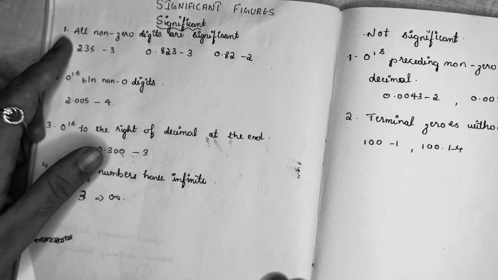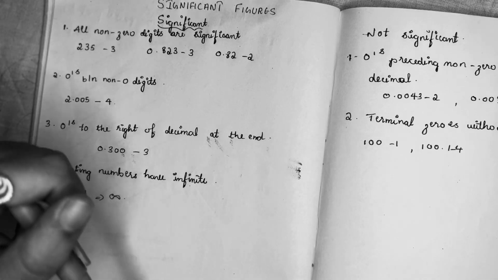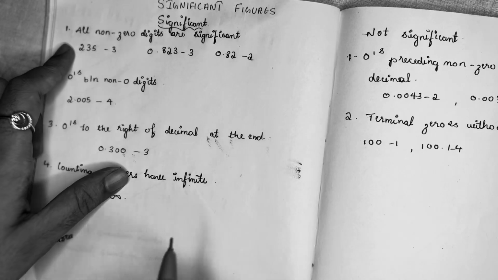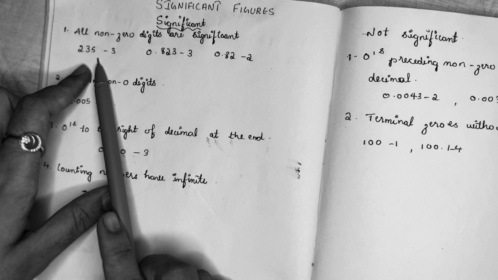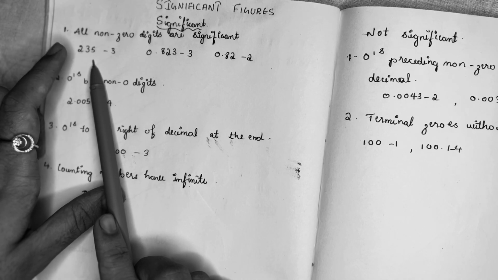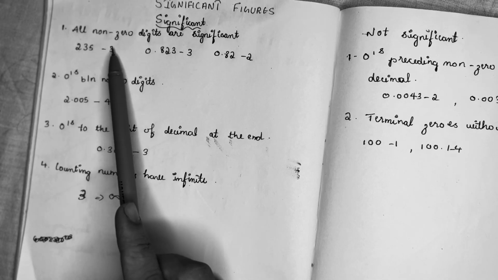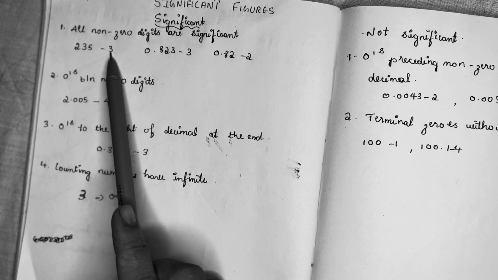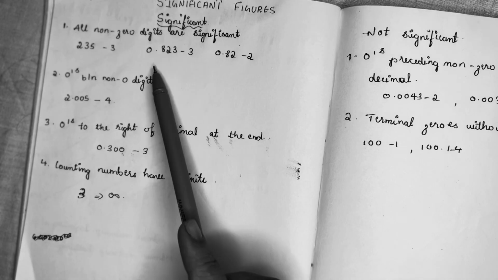So the first rule is that all non-zero digits are significant. What is meant by that? For example, see here 235. In the case of this 235, how many numbers does it have? Here all these numbers are non-zero numbers, right? So when we count, 1, 2, 3, there are totally three numbers. So the total number of significant figures over here is 3.